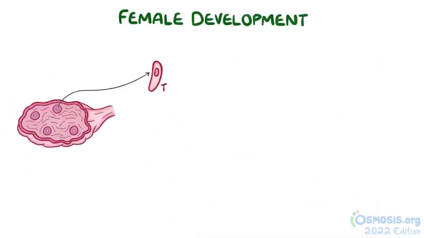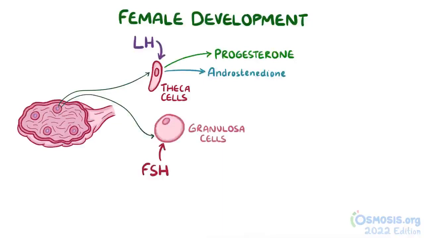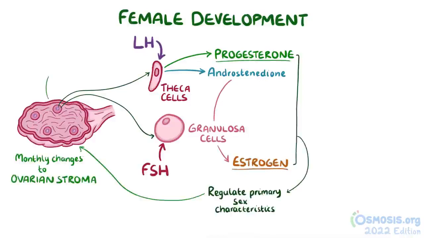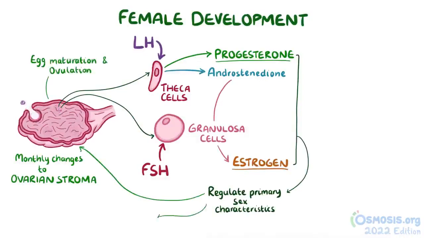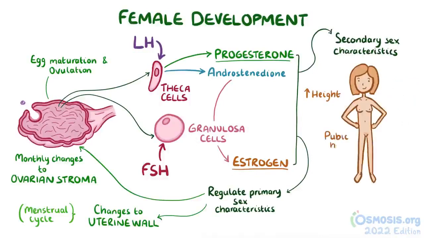In females, the theca cells respond to luteinizing hormone by producing progesterone and androstenedione. Then, follicle-stimulating hormone causes the granulosa cells to convert androstenedione into estrogen. During puberty, waves of estrogen and progesterone regulate primary sex characteristics, like monthly changes to the ovary stroma to promote egg maturation and ovulation, and changes to the uterine wall lining as part of the menstrual cycle. They also direct secondary sex characteristic development, like increased height and growth of pubic hair and breasts.